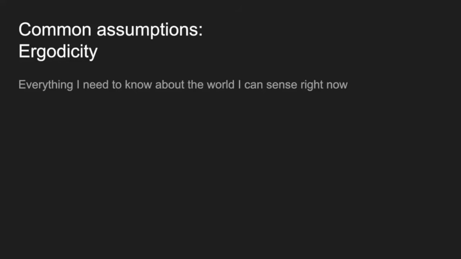Another common assumption, ergodicity. Everything I need to know about how I operate, I can sense right at this moment. This is a common assumption, also known as a Markov assumption, but it's also commonly broken in physical interaction. For instance, if I can sense position, that's great, but that doesn't tell me anything about velocity. And sometimes I need to know velocity to know how to respond to something.